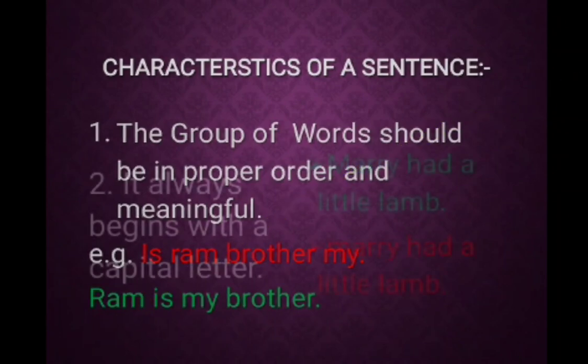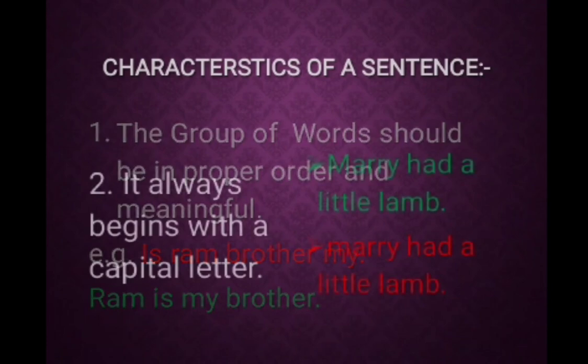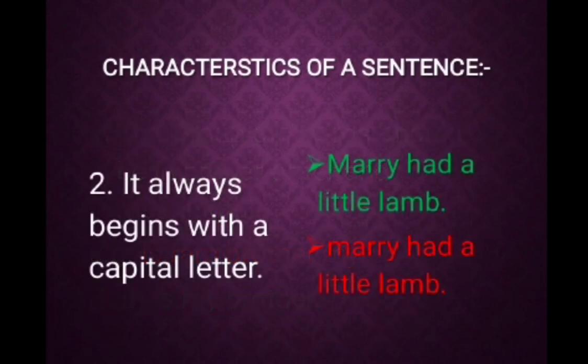And now the second condition. The second condition is it always begins with a capital letter. A sentence should begin with a capital letter. As in the first example, Mary had a little lamb. It starts with a capital letter and there is a full stop at the end and it is meaningful. Of course, it is a sentence. But in the second example, the letter M of Mary is not capital. So it is not a sentence.